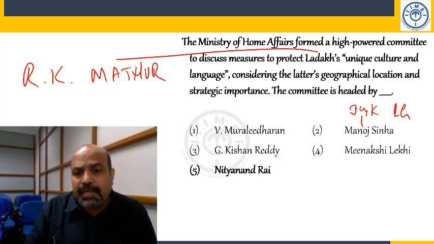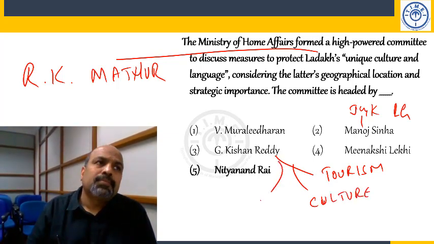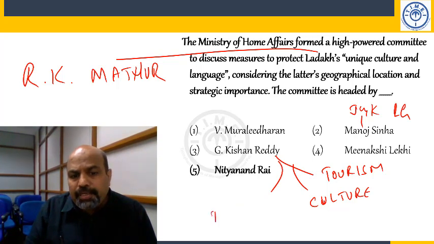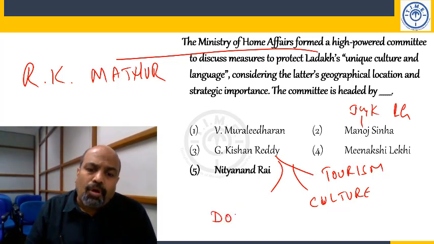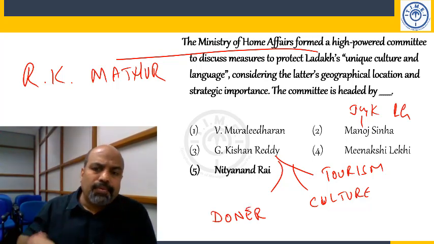G. Kishan Reddy heads three ministries: Tourism, Culture, and Development of Northeastern Region. Okay.